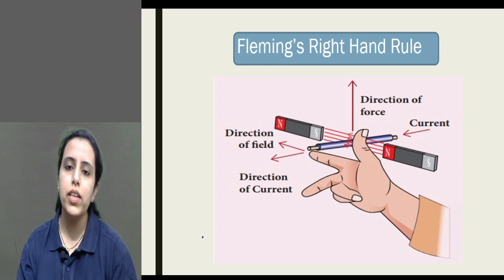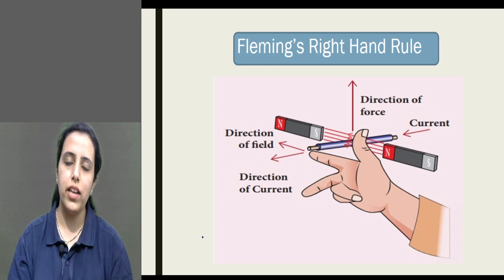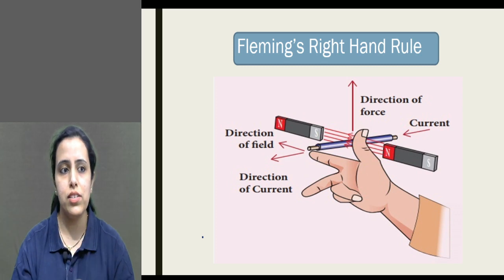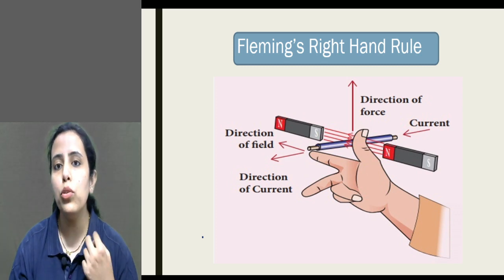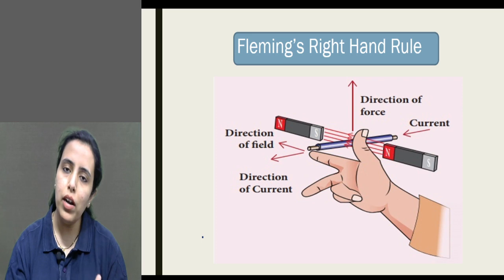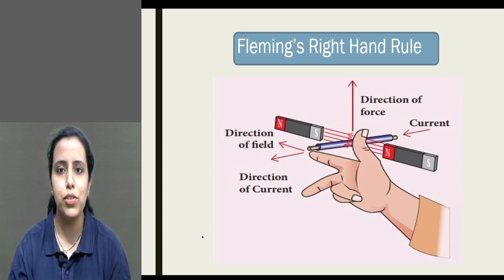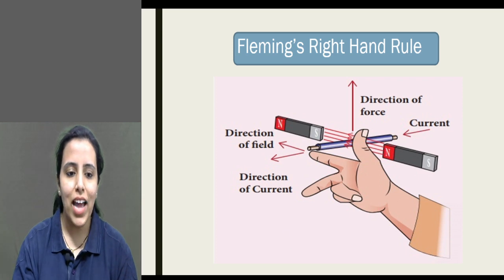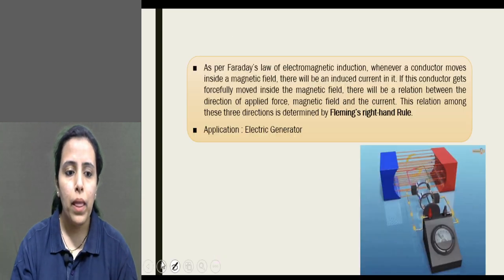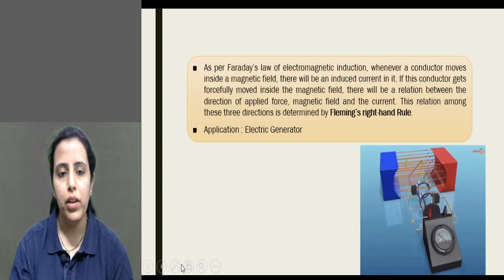So from these two rules, just try to understand two things, and understand that if you know two parameters, then the third parameter you can easily find just because of this Fleming's rule. Okay, so that's it about Fleming's right hand rule.